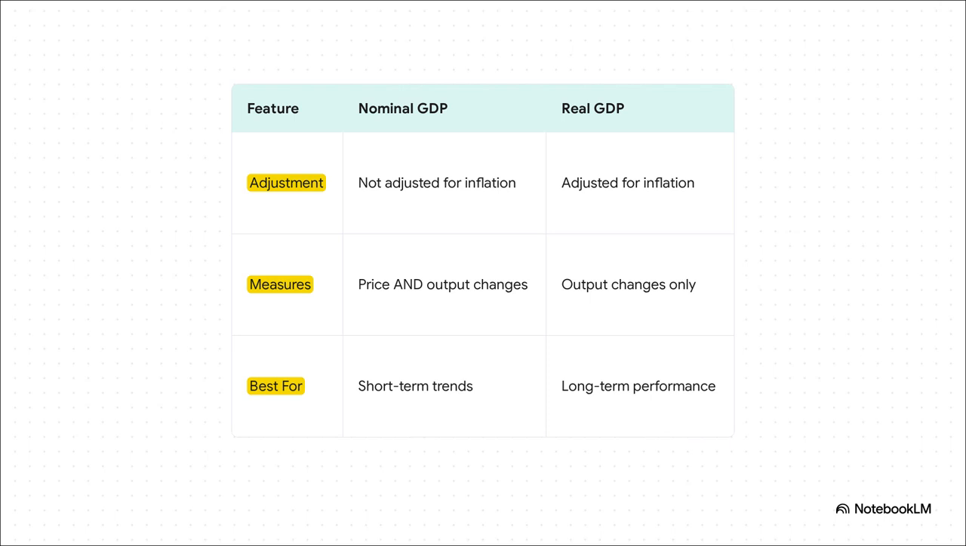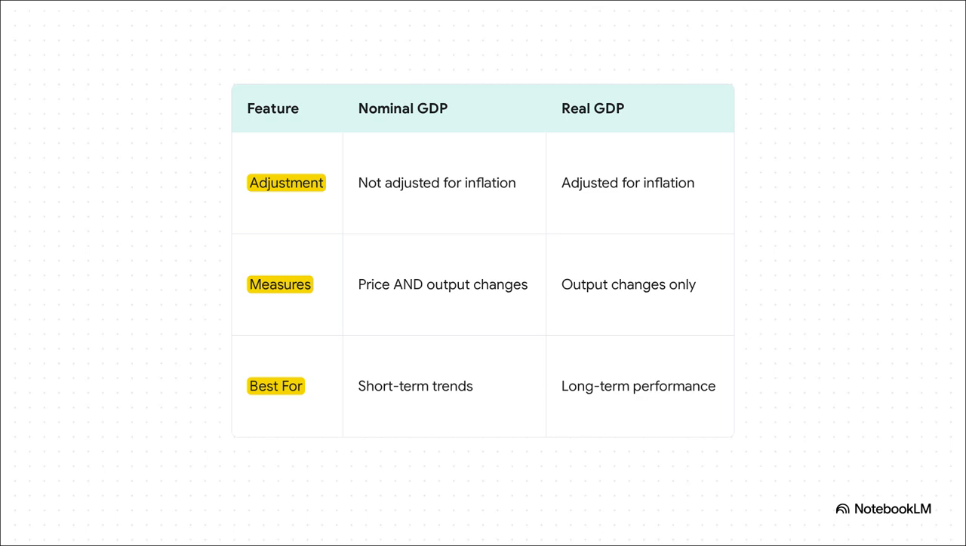Okay, this next part is really important. We have to talk about the difference between nominal GDP and real GDP. Nominal GDP is just the raw number, but real GDP is adjusted for inflation. So think about it like this. If nominal GDP grew by 5%, but prices for everything also went up by 5%, did the country actually produce more stuff?